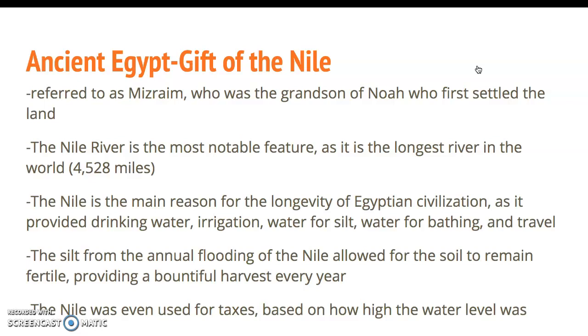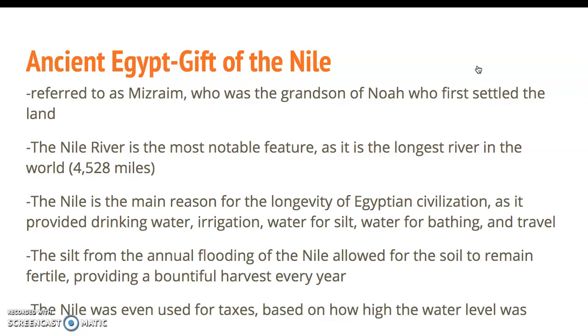Nile River is the most notable feature as it is the longest river in the world, 4,500 miles from top to bottom. It's also one of the few rivers in the world that actually flows kind of backwards. It flows from the bottom all the way up to the Mediterranean Sea. The Nile is the main reason for the longevity, the length of the Egyptian civilization, because it provided water, irrigation for crops, water for silt, to help also with crops, water for bathing, travel, trade.